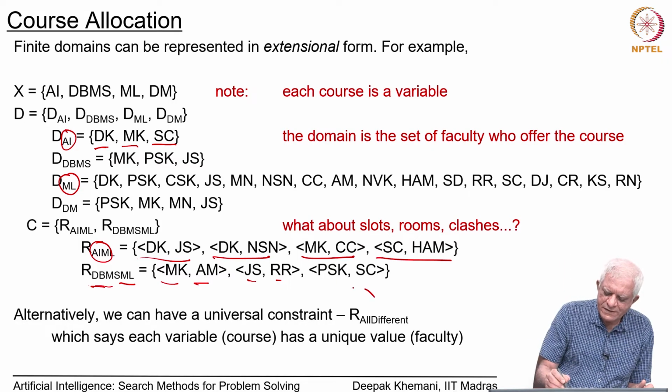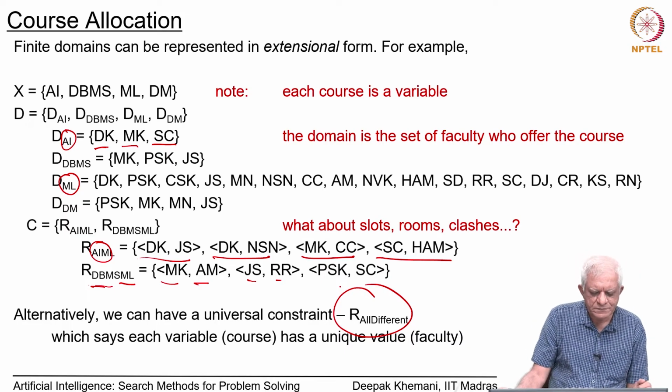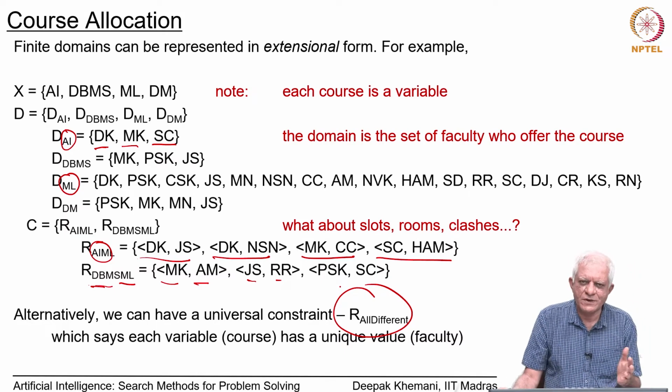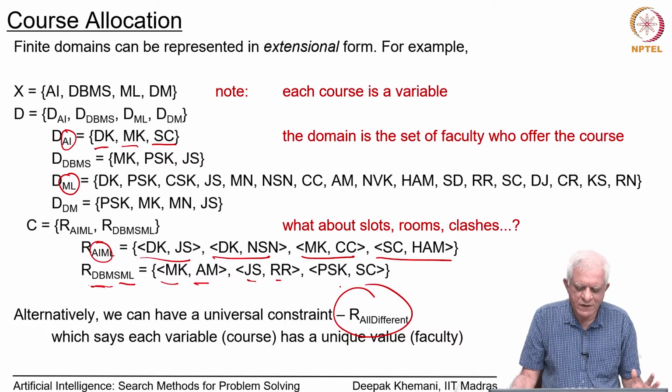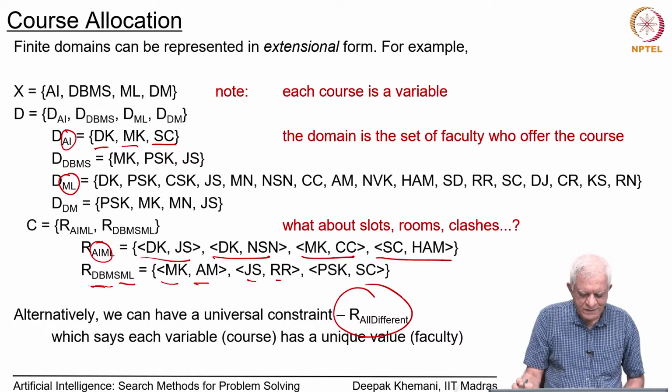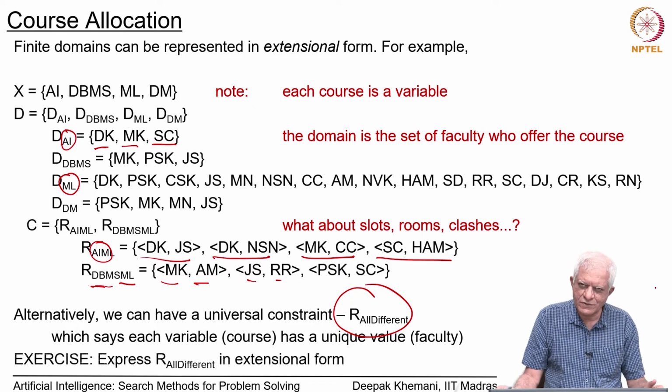One constraint which is commonly used in specifying CSPs is called the all different constraint, which says that every variable must have a distinct value essentially. So, the values must be all different. So, you cannot say for example, that the same person will teach all 4 courses, because that is not the kind of thing that you are looking for. Then you would use something like this. And as a small exercise, I will ask you to take a small example and express the all different relation in extensional form essentially. How would you express that? We will see variations of this as we go along essentially.